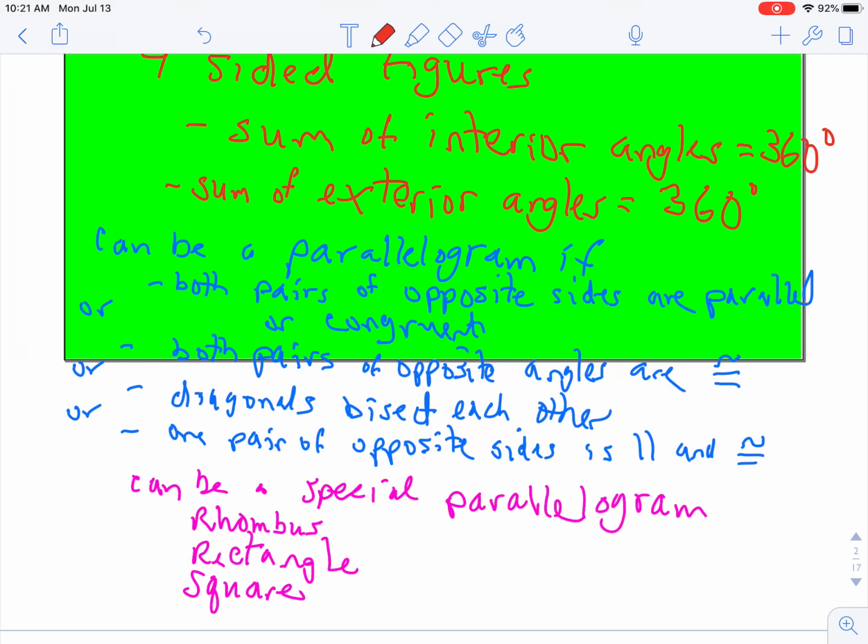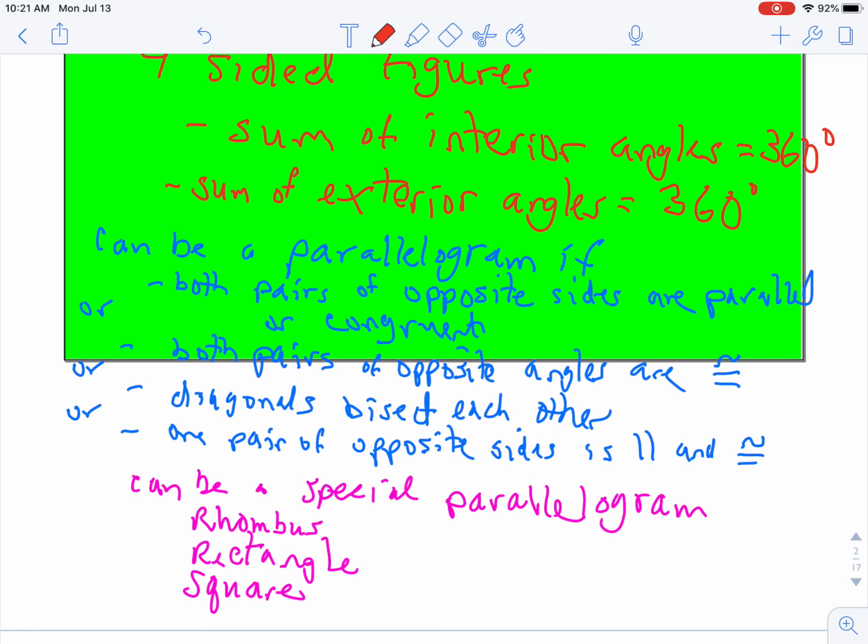Did you maybe write down anything about the fact that it could be a parallelogram if both pairs of opposite sides are parallel or congruent, or both pairs of opposite angles are congruent, or the diagonals are bisecting each other, or just one pair of opposite sides are both parallel and congruent? That makes that quadrilateral a parallelogram. And if it's a parallelogram, all those things are true.